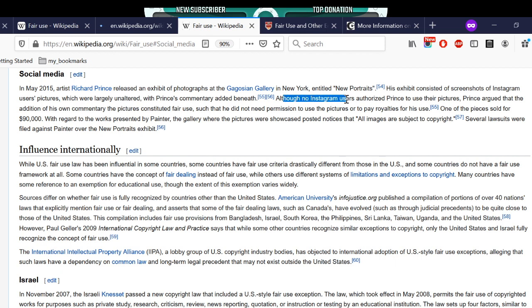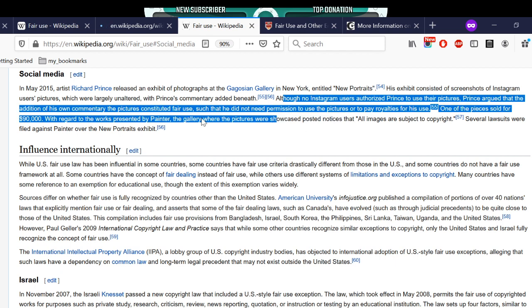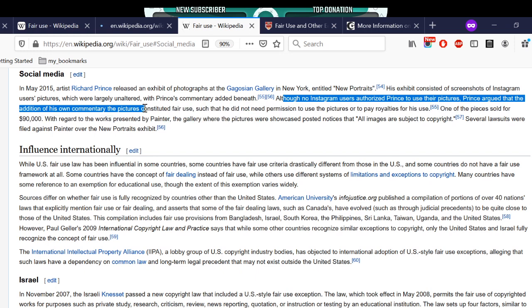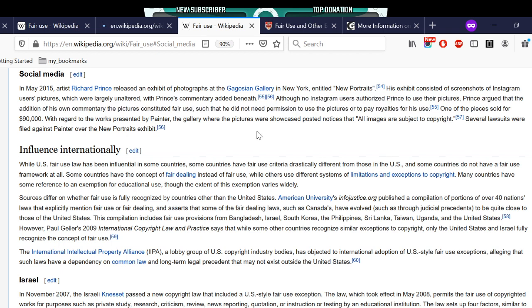Although no Instagram users authorized Prince to use their pictures, Prince argued that the addition of his own commentary to the pictures constituted fair use, such that he did not need permission to use the photos or to pay royalties for his use. One of the pieces sold for $90,000. Wow. With regard to the works presented by Painter, the gallery where the pictures were showcased posted notices that all images are subject to copyright. Several lawsuits were filed. Okay, well, that was bubkiss.